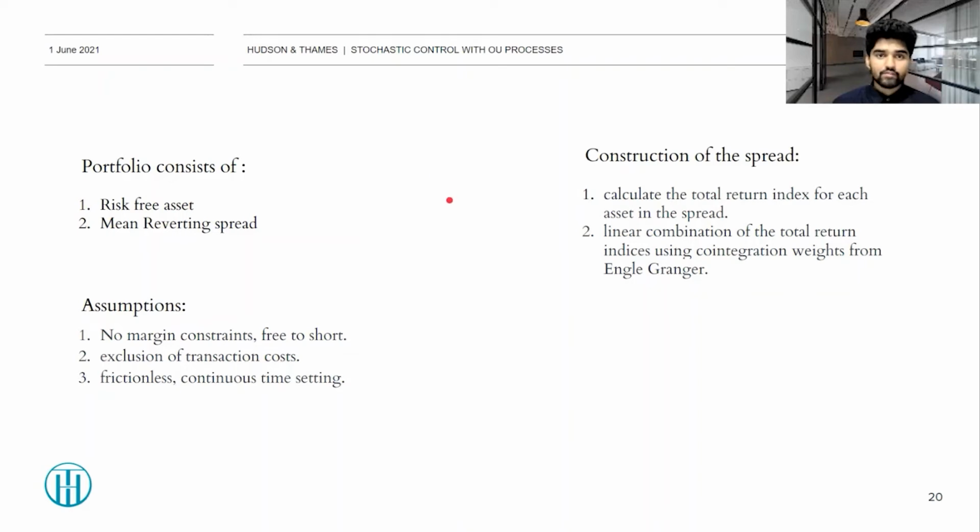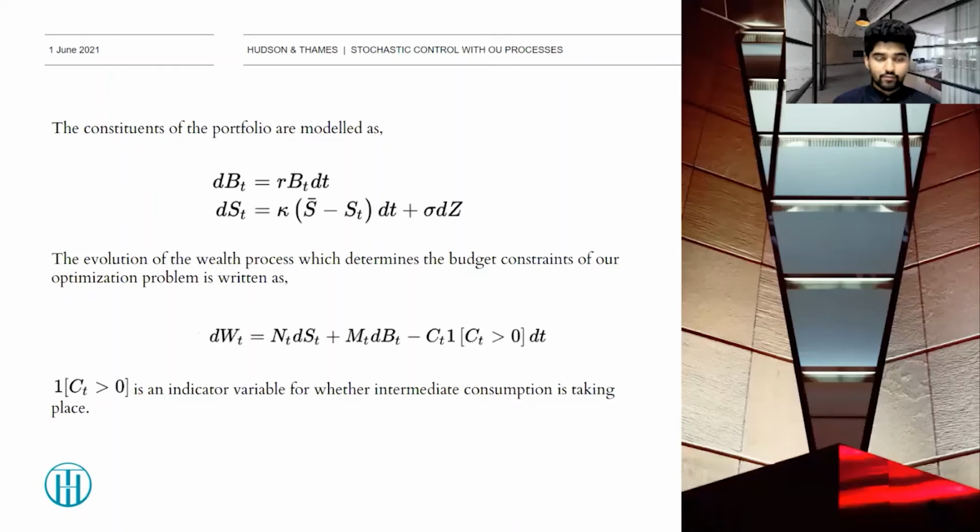Some of the assumptions of the model are that we assume that there are no margin constraints, that is, we are free to short, and we exclude the role of any transaction fees, and we assume a frictionless continuous time setting. So next, let's look at some of the constraints of a portfolio and how we can model these constraints, and further we look at how we can model the wealth of a portfolio. So the risk-free asset and the spread between the two assets of a portfolio are modeled by these two equations.